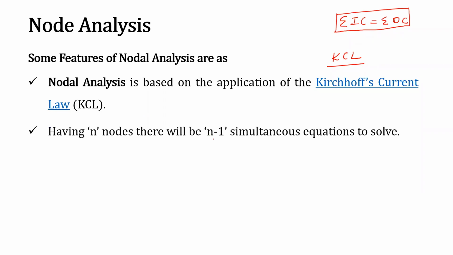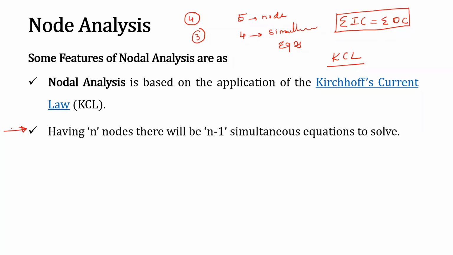Having n nodes, there will be n minus 1 simultaneous equations to solve. The meaning of it is, in any circuit, if there are 5 nodes, then there will be n minus 1, 5 minus 1, 4 simultaneous equations. If there are 4 nodes, then there will be 3 equations. That is the meaning of the second point.